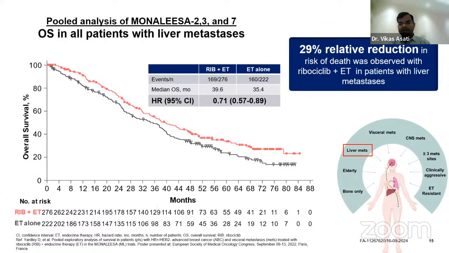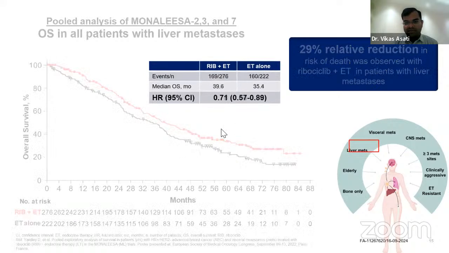Now coming to liver metastasis. So we know that for such a group of patients, after the bone, I think the second most important organ affected is the liver, and after the liver is the lung. So if you see the liver-confined metastasis, a 29% relative reduction in the risk of death was observed with ribo plus endocrine therapy, with median PFS increased from 35.4 to 39.6 months with a hazard ratio of 0.71.